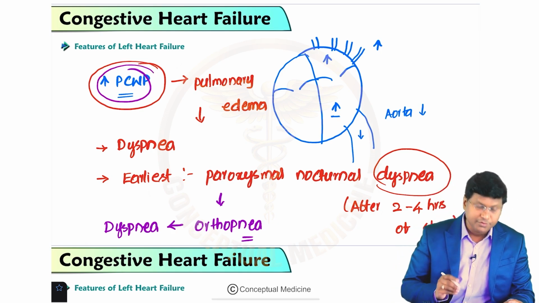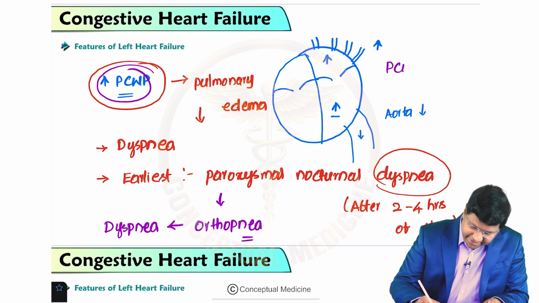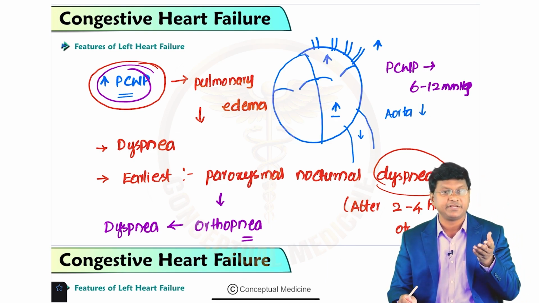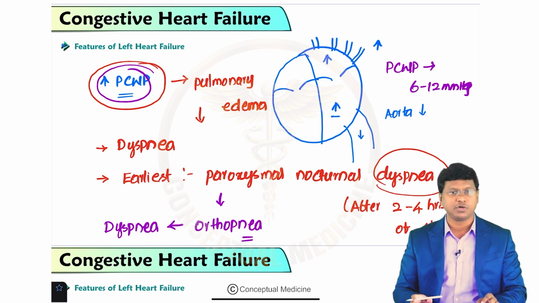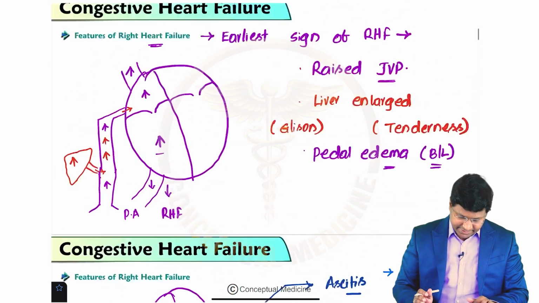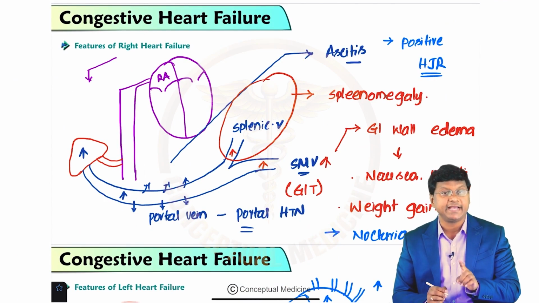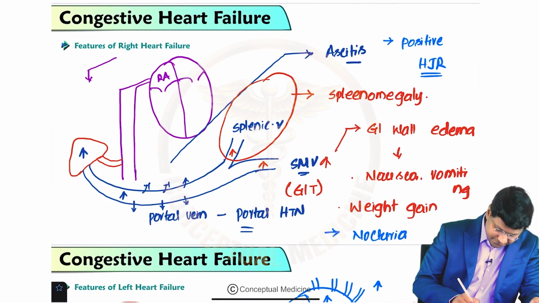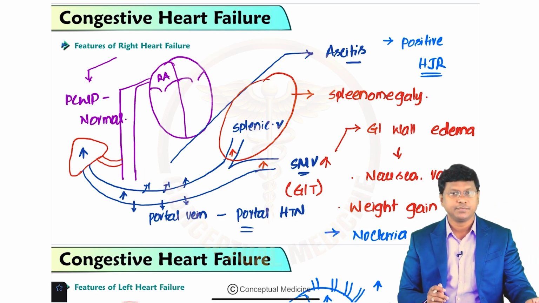And in patients with left heart failure, please remember there is an increase in the pulmonary capillary wedge pressure. The normal pulmonary capillary wedge pressure is around 6 to 12 millimeters of mercury. But in these individuals, the pulmonary capillary wedge pressure will be more than 18 millimeters of mercury, right? So that is about the features of left heart failure. But in patients with right heart failure, the pulmonary capillary wedge pressure remains normal. Okay, next.